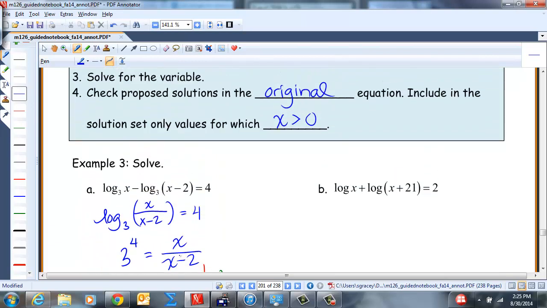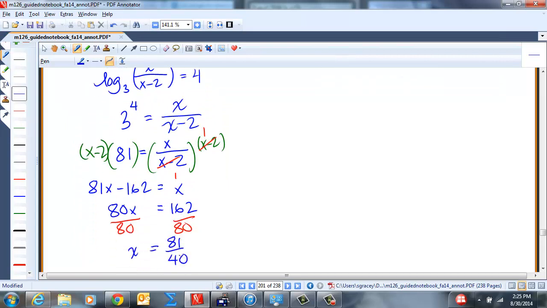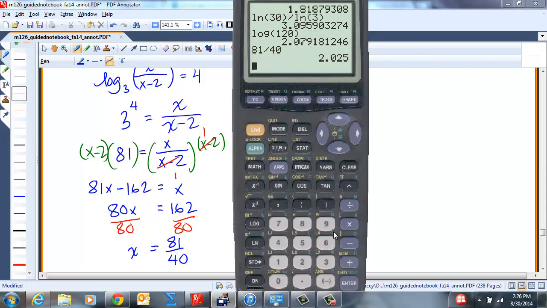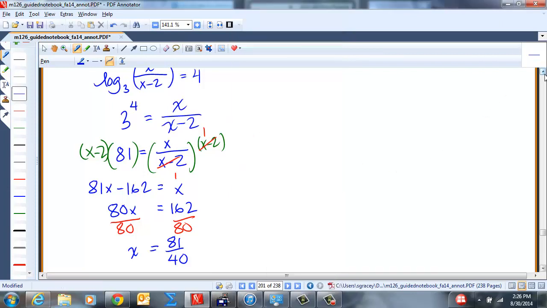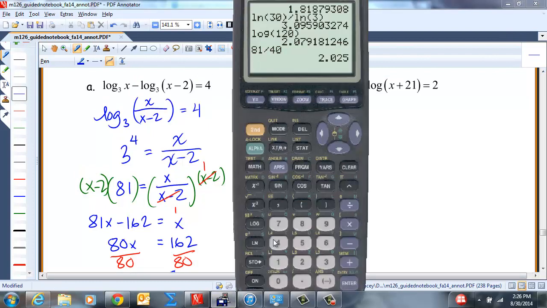And then, did it say to approximate? It didn't say to approximate. What we'll do is we'll approximate so that we can, so 81 divided by 40 is 2.025 in decimal form. It's not an approximate, it's exact. So basically we have 2.025, and our original equation was this.